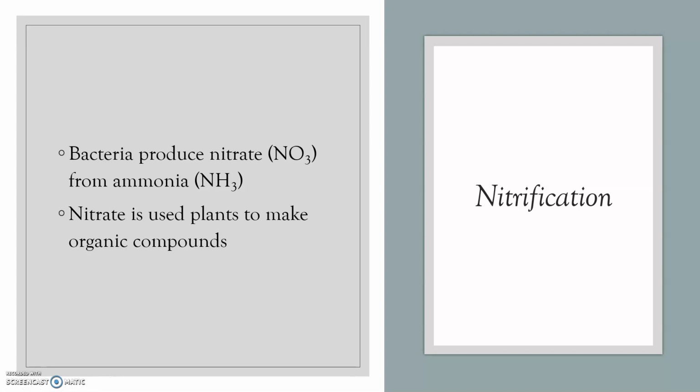The next process is nitrification. Some plants can use small amounts of ammonia to obtain nitrogen, but not in the amounts needed to form the correct biological molecules. Nitrifying bacteria convert ammonia into nitrate. Plants use nitrate to make organic compounds.